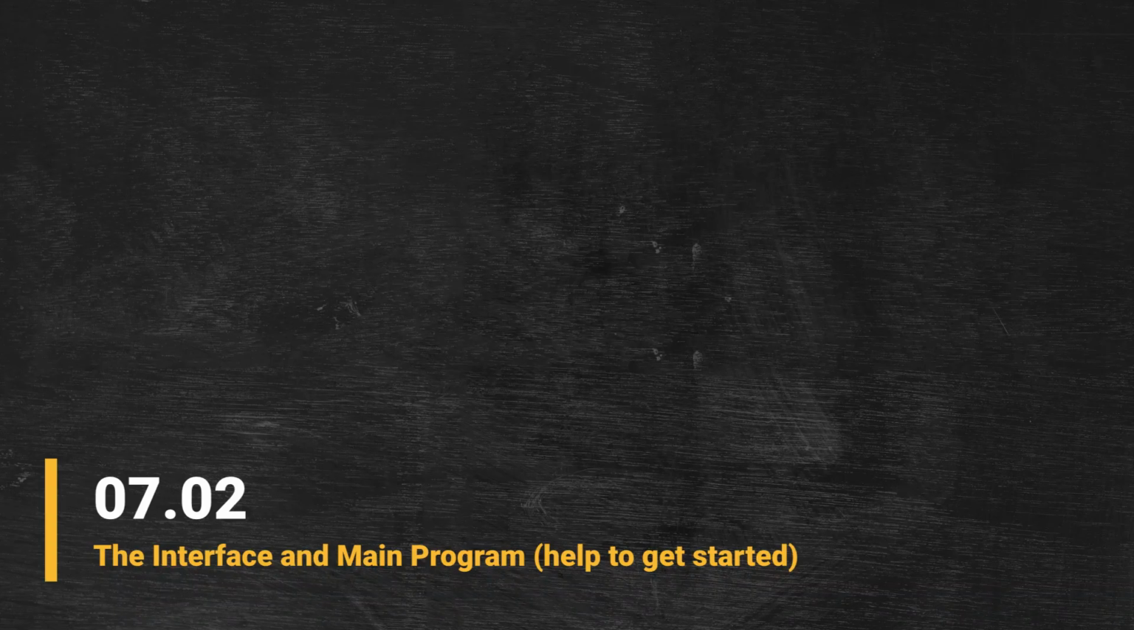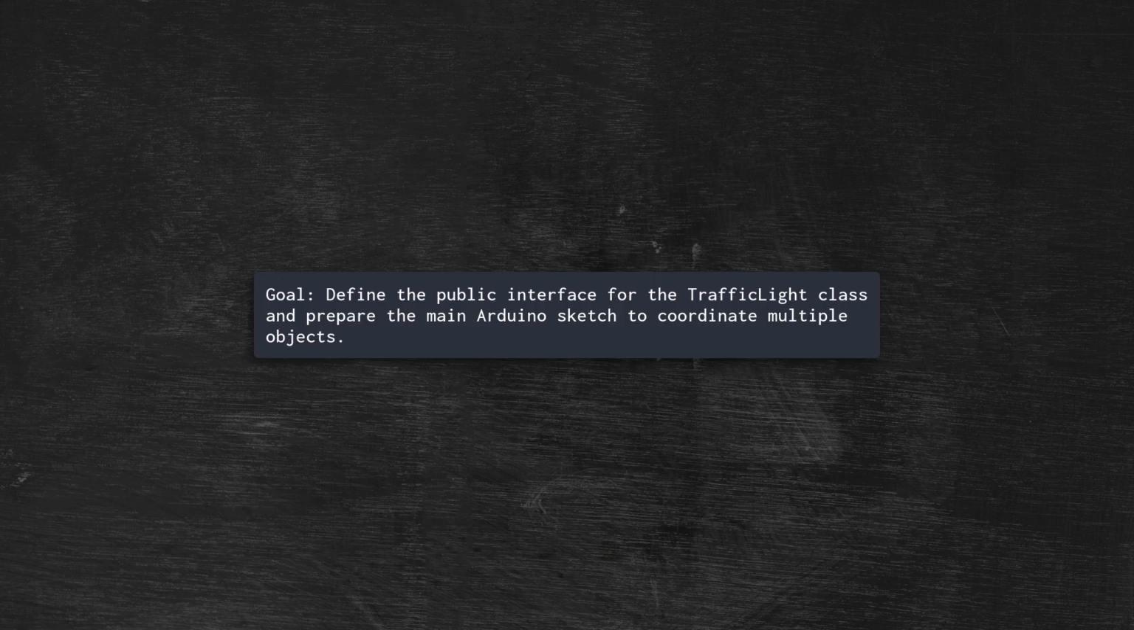In this lecture, we will set up the foundation for our final project. Before we dive into the internal logic of the traffic light class, we need to define how our main program will interact with it. We'll start by defining the interface and the high-level structure of our Arduino sketch.